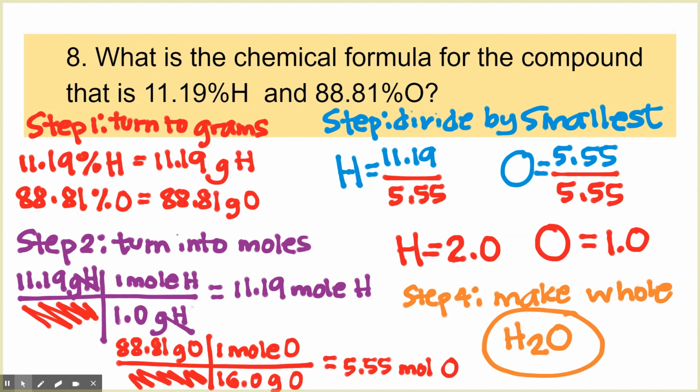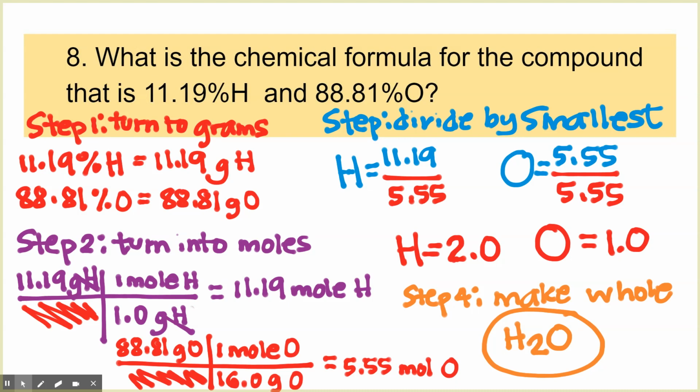So don't forget: step 1, turn it into grams. Step 2, turn it into moles. Step 3, divide it by the smallest answer. And step 4, make it whole. All right, and that's how you do this thing.